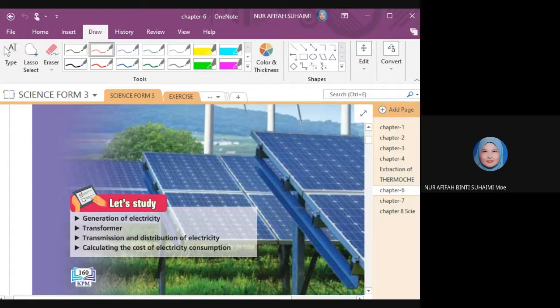Ini Form 2. Form 2 you belajar ni electric. You start with the basic one, electrostatic force, all the charge. Okay, positive, negative charge, and then you learn about the Van de Graaff generator.